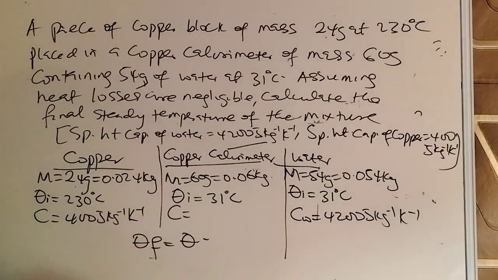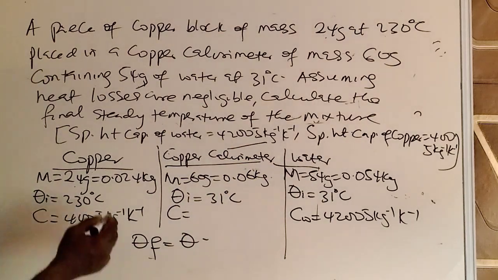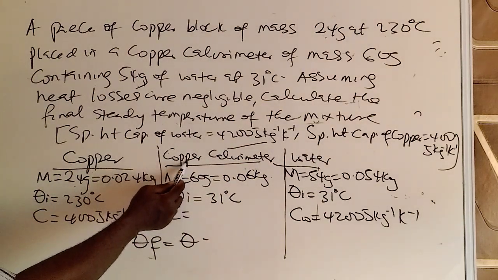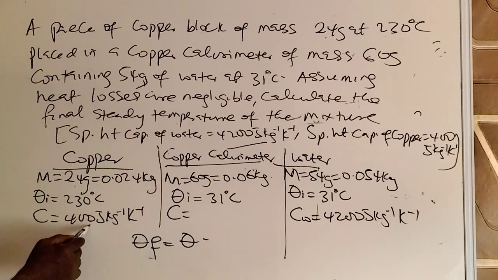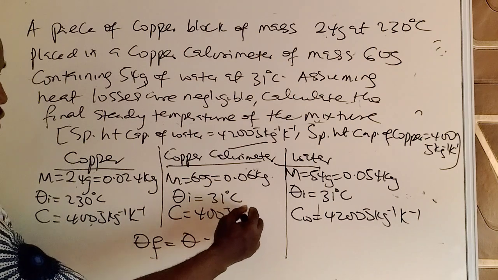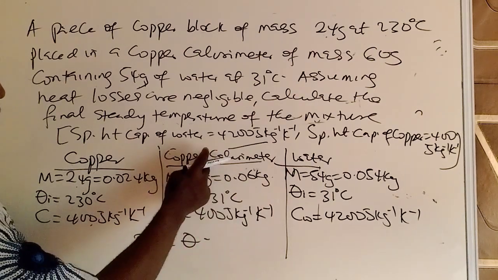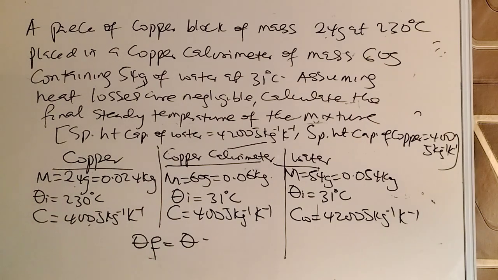The value of that calorimeter, do you expect them to give it to you? It's not given here. But remember that the calorimeter is made of what? Copper. So since it's made of copper, it will have the same capacity as the copper metal. So it's the same 400. When 2 things are made of the same material, they have the same value of specific heat capacity. 400, 400, as you can see there.